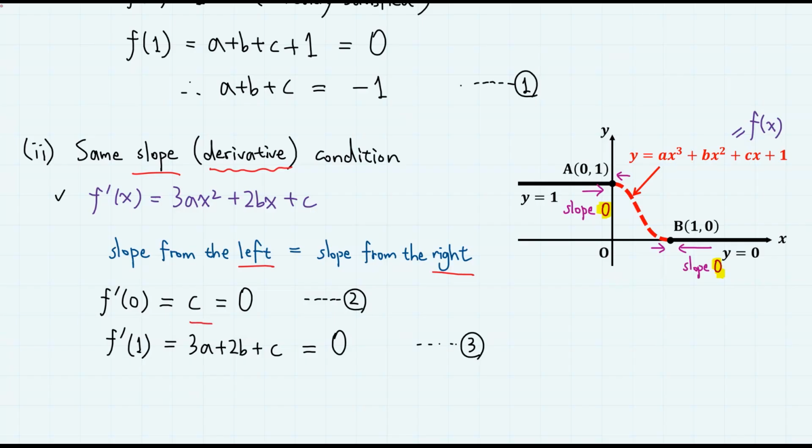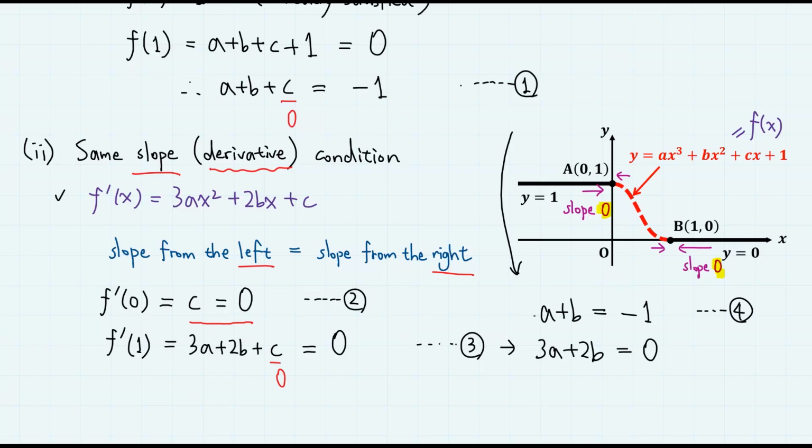The second equation straight up gave us c equals 0. If we substitute c with value 0 in first and third equation, the first one becomes a plus b equals negative 1, which I will call equation 4, and the third one becomes 3a plus 2b equals 0, which I will call equation 5.